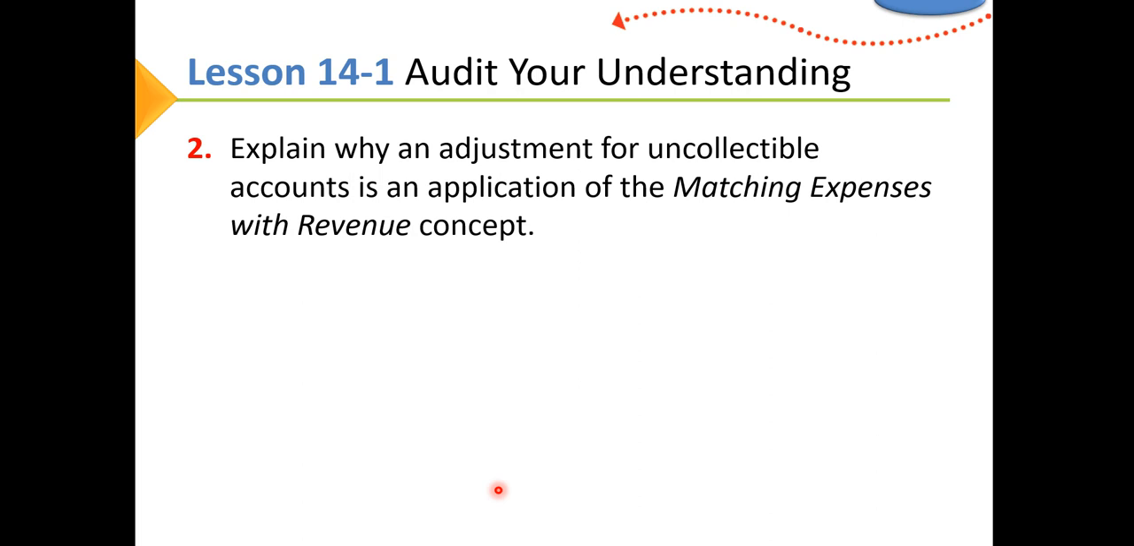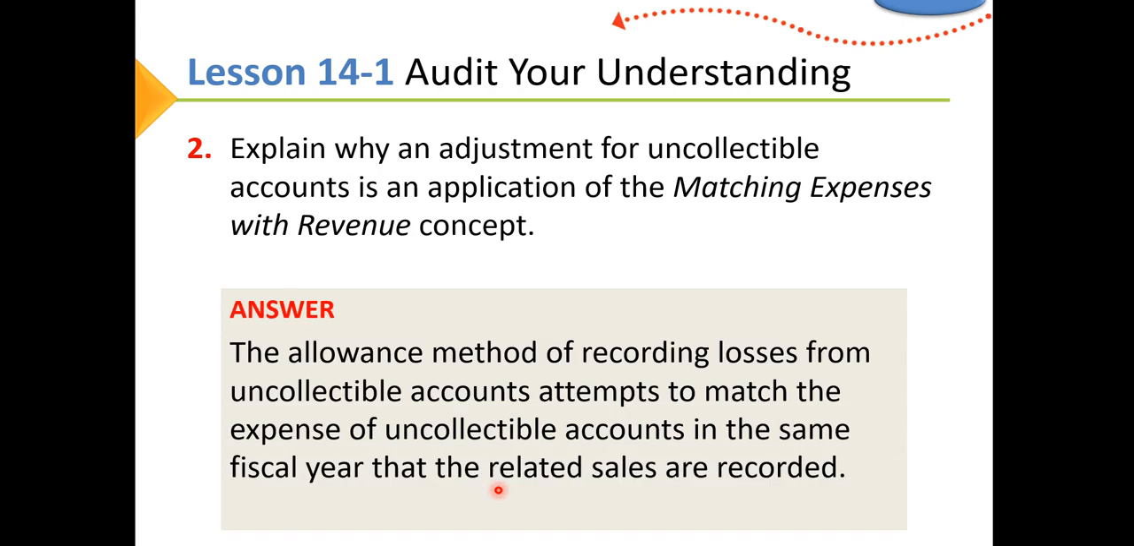Explain why an adjustment for uncollectible accounts is an application of the matching expense with revenue concept. It is recording the loss from uncollectible accounts to match the expense, because it's going to be an expense to you of the uncollectible accounts in the same year in which the sales were recorded.